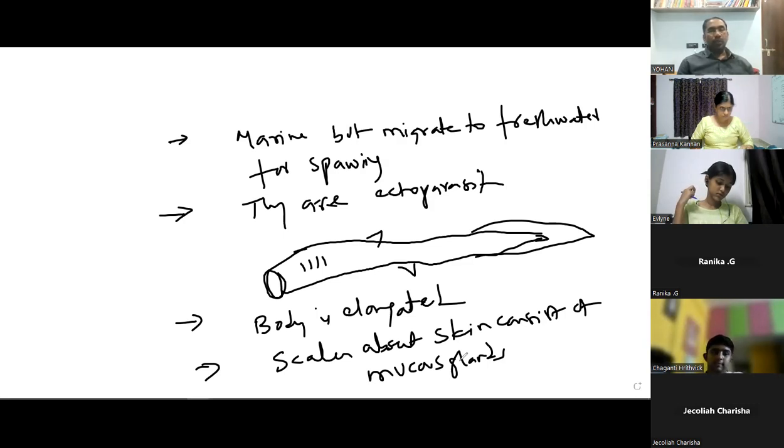Marine but migrate to freshwater for spawning, for laying eggs. They are ectoparasites. Body is elongated. Next, external skeleton. Scales are absent. Skin is moist due to mucus glands.